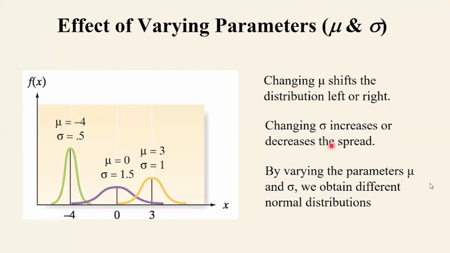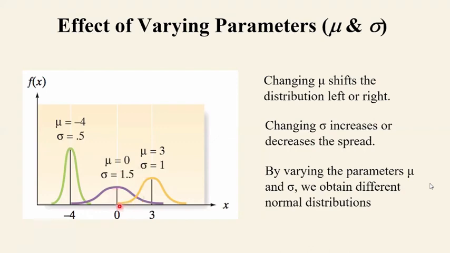But changing sigma increases or decreases the spread. Now we are looking at sigma equal to 0.5. Now look at the spread, and in this case sigma is equal to 1.5, so the spread is larger than the first curve. In this case sigma is equal to 1, so it is smaller than the purple colored curve.